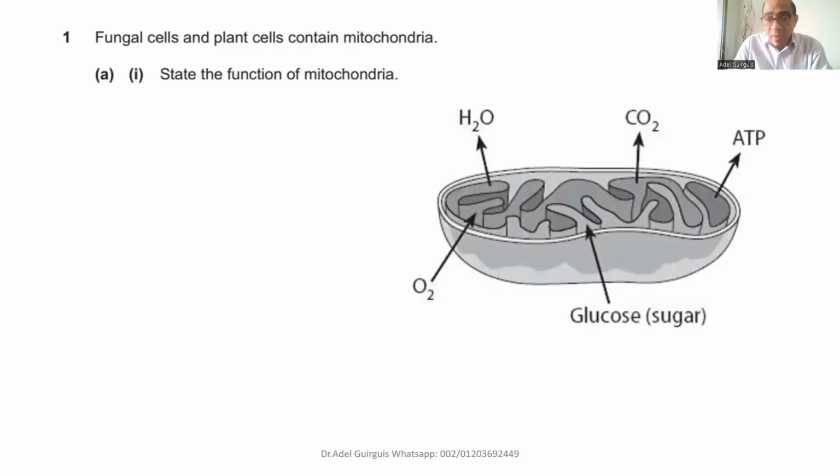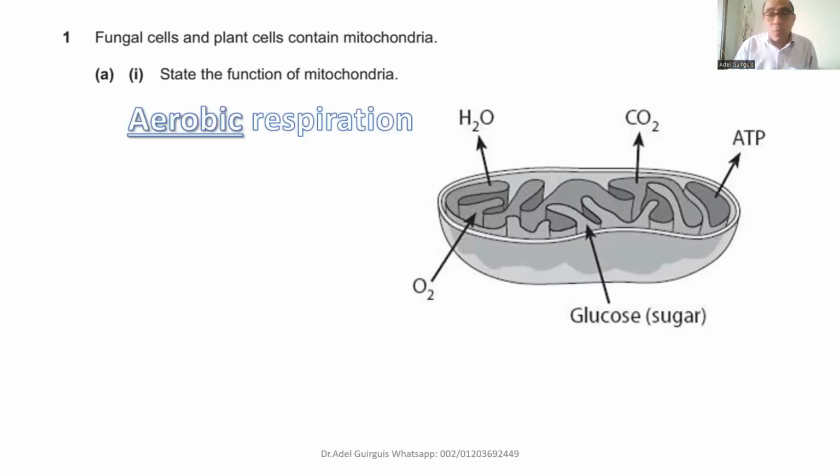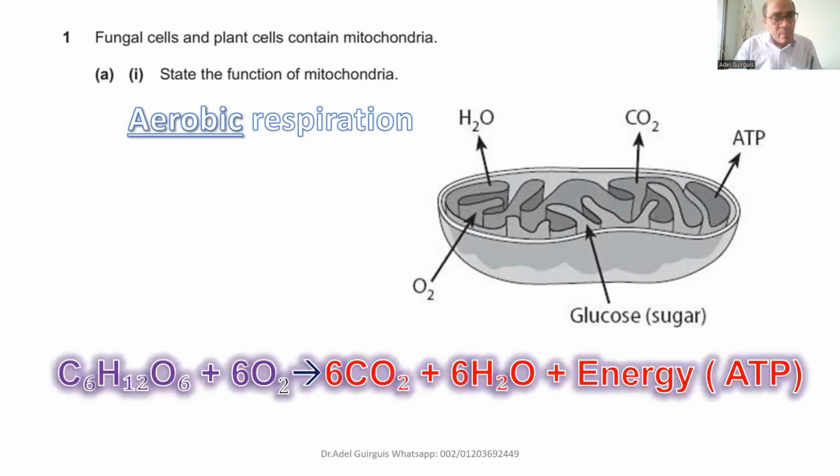This is the structure of mitochondria where glucose and oxygen go inside mitochondria and react together to form waste gases like CO2 and H2O with the release of energy in the form of ATP. So mitochondria is involved in aerobic respiration. Please don't write respiration only, write aerobic respiration. Why? Because oxygen is involved in this reaction.